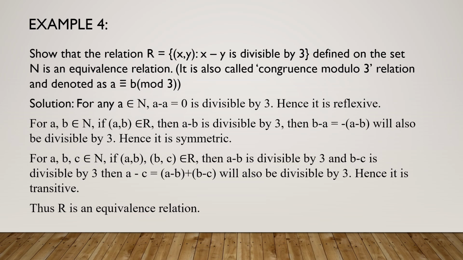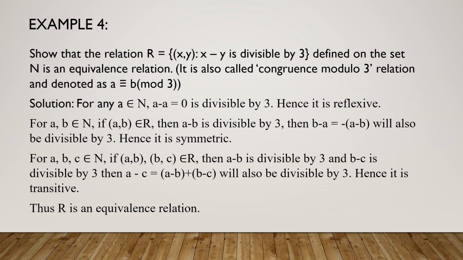So it is symmetric. For example, if I have, say, (6, 3), that means 6 minus 3, which is 3, is divisible by 3. Then 3 minus 6 will be minus 3. So minus 3 will also be divisible by 3. So it will always be symmetric.